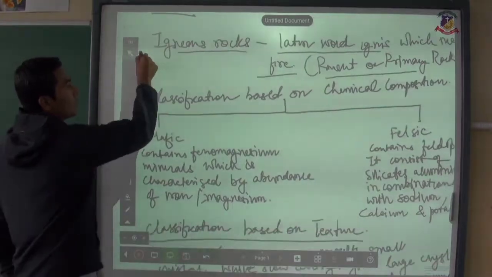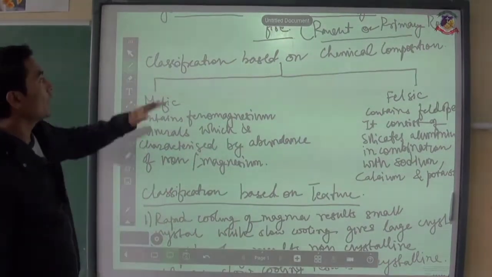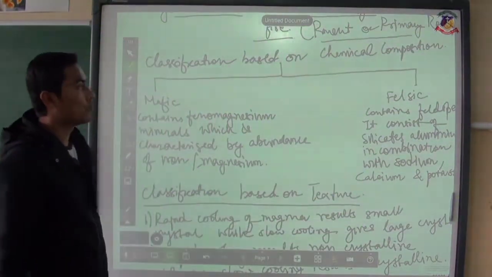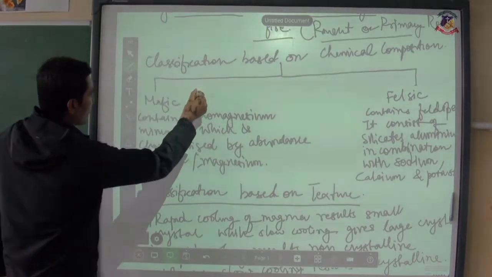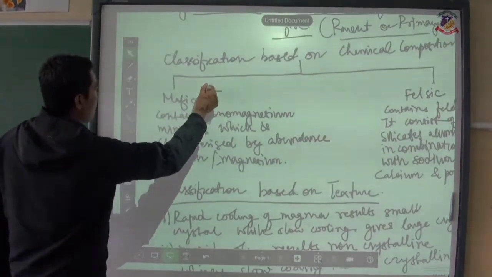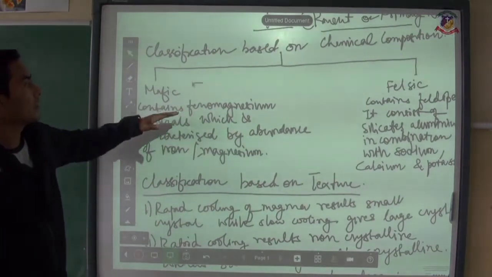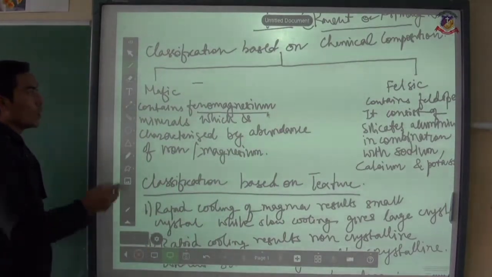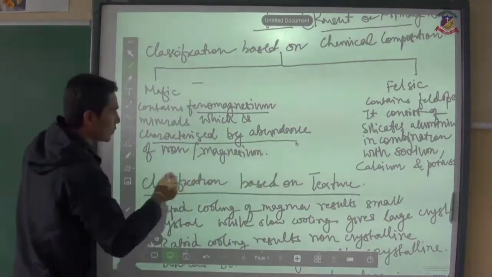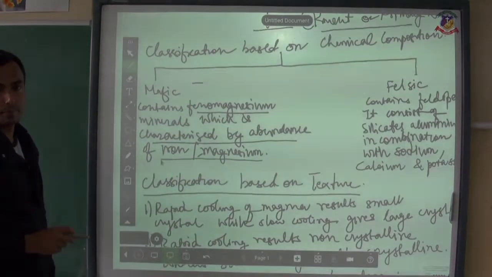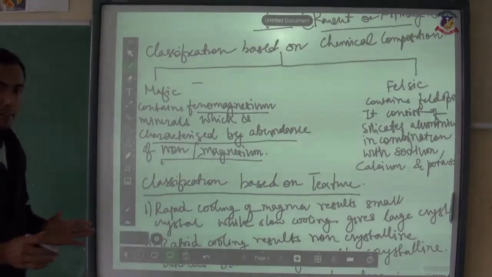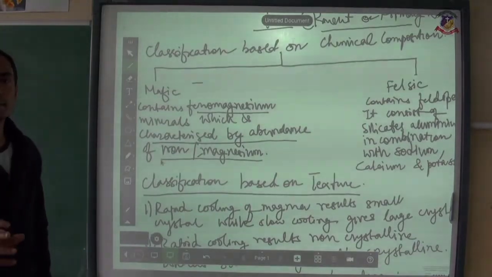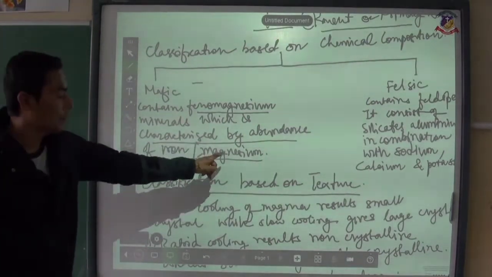Now next is classification based on chemical composition. Igneous rock is again classified on the basis of chemical composition. The first one is the mafic. Now if you look at this mafic, it contains ferromagnesium minerals, which is characterized by abundance of iron and magnesium. Clear? Just remember, mafic means ferromagnesium, which is characterized by the abundant concentration of iron and magnesium.